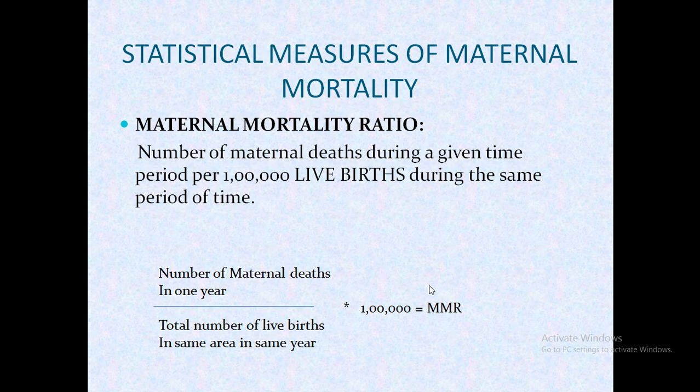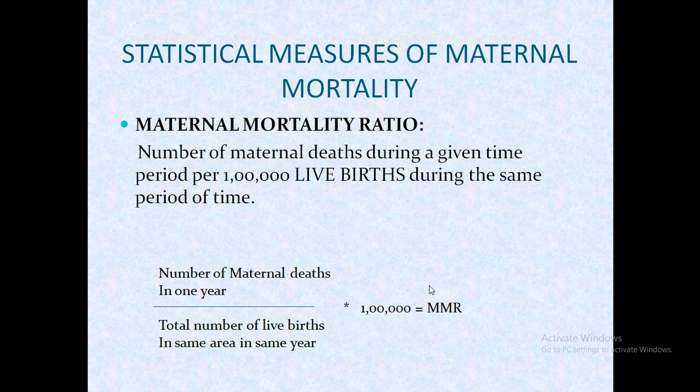Next, come to the statistical measures of maternal mortality. Either we can express it as a rate or as a ratio. Let me discuss the maternal mortality ratio. In a ratio, the numerator is not a part of the denominator. It is the number of maternal deaths during a given time period per 1000 live births during the same period of time. That is the total number of maternal deaths in that particular year among 1000 live births.